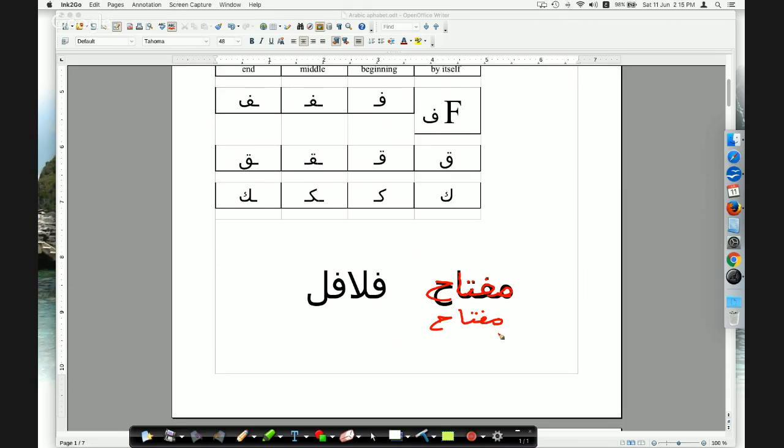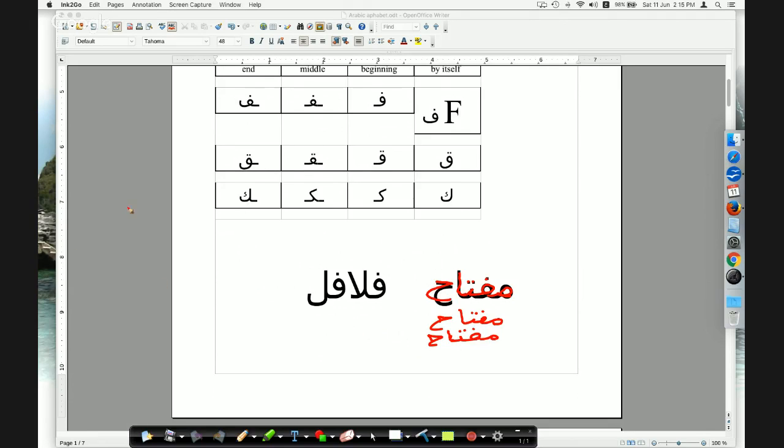You see the fa, this is the M. Now we want to draw the fa. The fa is a circle like this. Put a dot, and then the ta, two dots, and then the alif, connect, and then the letter ha. Very easy. Muftah. All right.